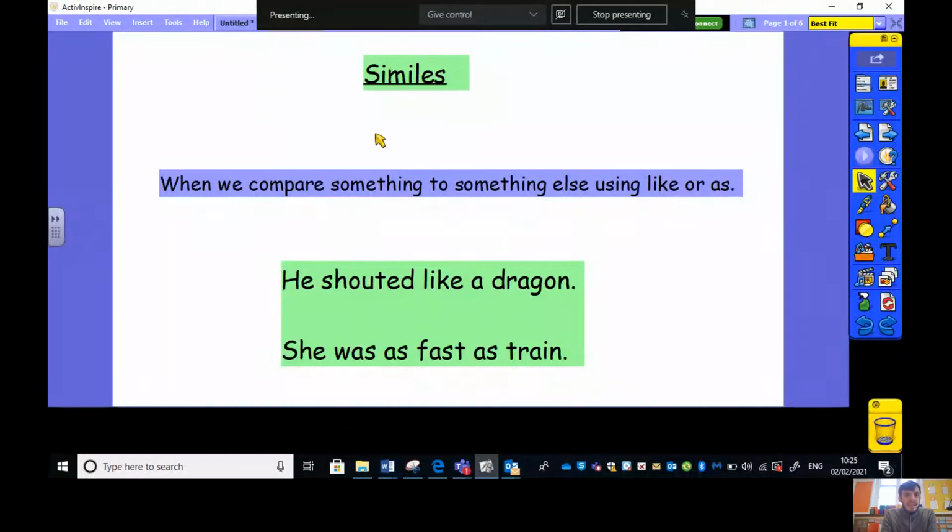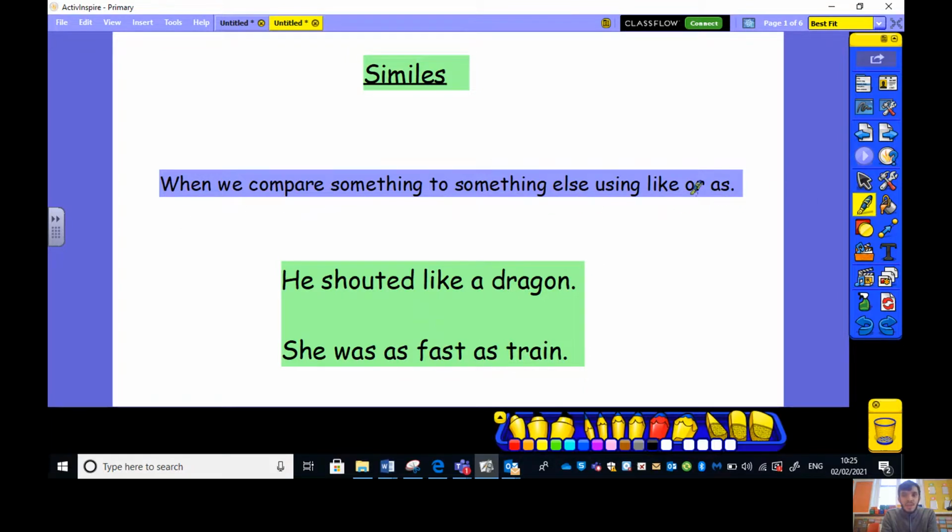So we know a simile is when we compare something to something else using like or as. I'll say it one more time. A simile is when we compare something to something else using like or as. And just to quickly say, just because you see the word like or as does not make it a simile. I like coffee, that's not a simile. I'm not comparing anything, okay? So it's important we use like or as to compare something to something else.